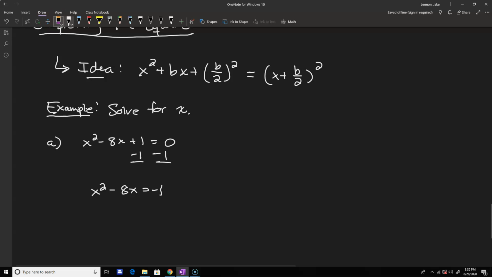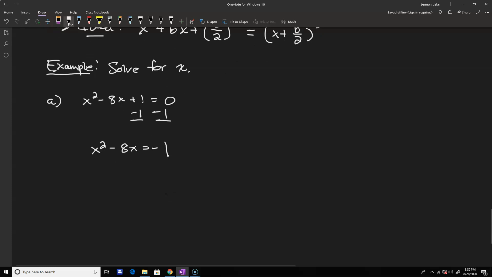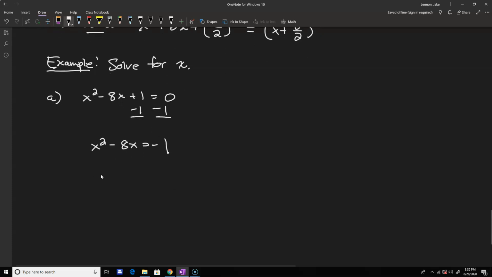Okay, so now we're going to use that completing the square trick. What we want to do is add that special number, that b over 2 quantity squared, to the left-hand side and the right-hand side, but we want to do it so that the left-hand side will factor perfectly. So what we're adding is essentially half of -8, so that's -4, and then squaring it, and we're doing that to both sides, because whatever you do to one side of the equation, you have to do to the other. So this leaves us with x squared minus 8x plus 16 equals 15.